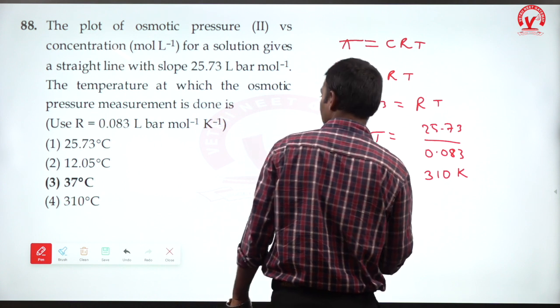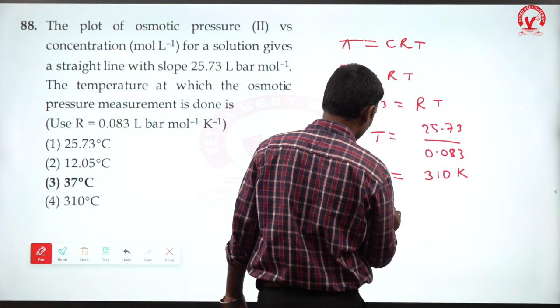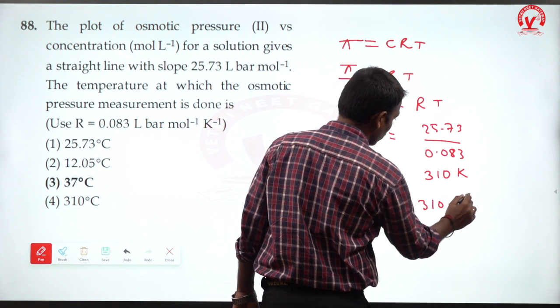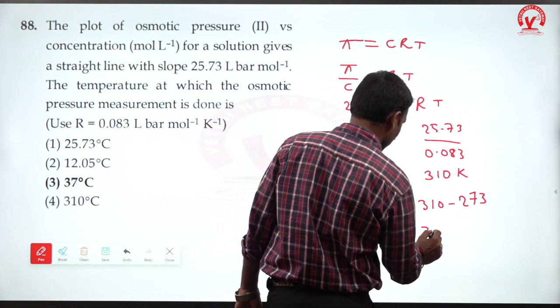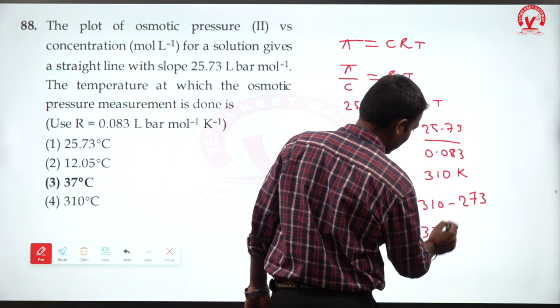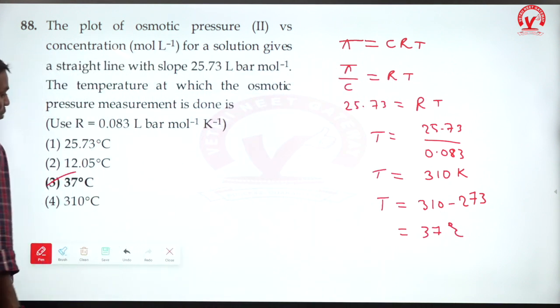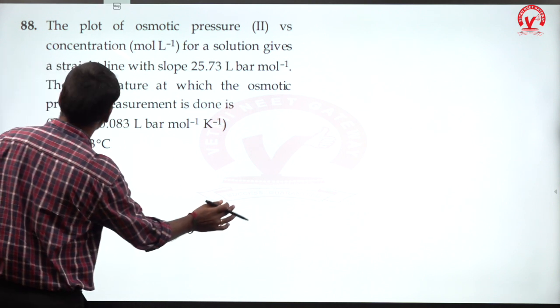So actually here there is no option in Kelvin, so we need to convert to Celsius. T is equal to 310 minus 273, so if you simplify this, that is 37 degrees Celsius is the correct answer. That is option 3 is the correct answer, right? Fine. Next, move on to the next question.